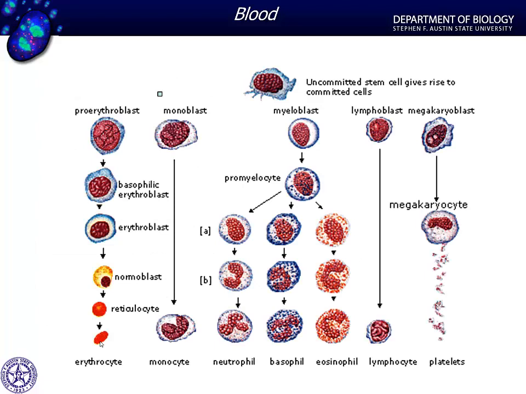Again, here we can see our lineages. We've got our myeloblast, promyelocyte, giving rise to our different stages that we see here. Myelocytes, metamyelocytes. We've got our band or stab cell, nice horseshoe shaped. And here we have our mature granulocytes.